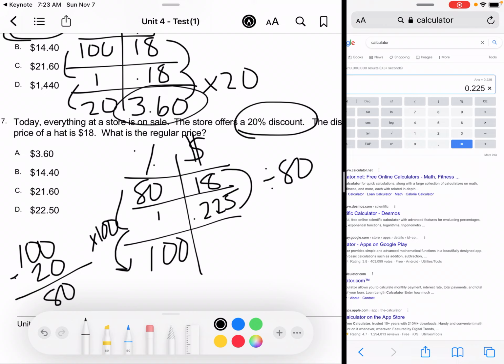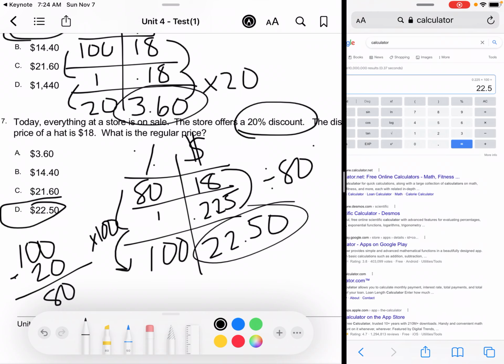And then I'm multiplying by 100. And I get $22.50. So the actual price on the hat was $22.50.